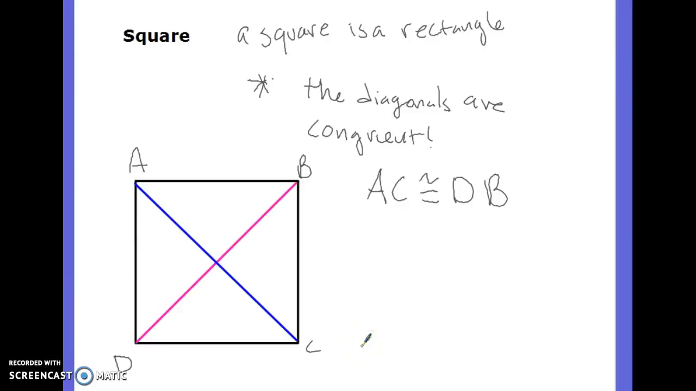So, those are all of the properties of a square. And again, it doesn't have any properties exclusive to the fact that it is a square. It just absorbs the properties of the special parallelograms it is as well, based on its classification. It's a rectangle, it's a rhombus, it's a parallelogram. It has all of those properties.